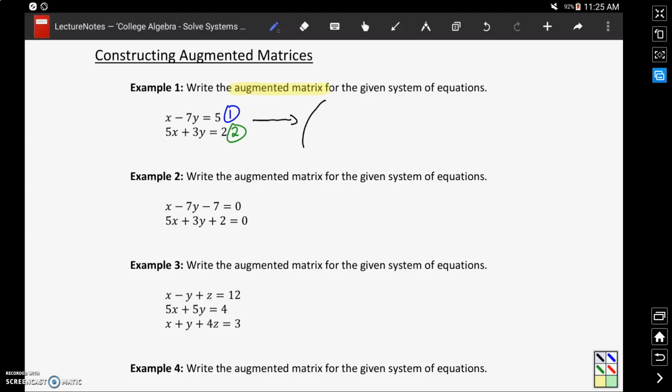So what we'll do is just take the coefficients for each equation. So in equation 1, we have the coefficient for x is +1, the coefficient for y is -7, and then we have a constant on the right-hand side, which is 5. We'll apply the same idea to equation 2 to get 5, 3, and 2.